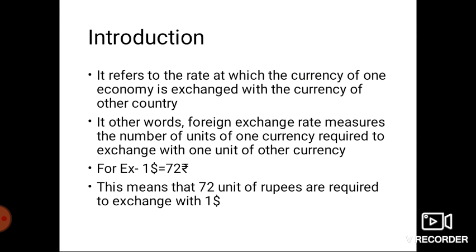Next, the foreign exchange market. Now what is FEM? FEM, foreign exchange market. All participants, individuals, firms, banks, and RBI, the central bank. These all are included in the foreign exchange market because they are the players.